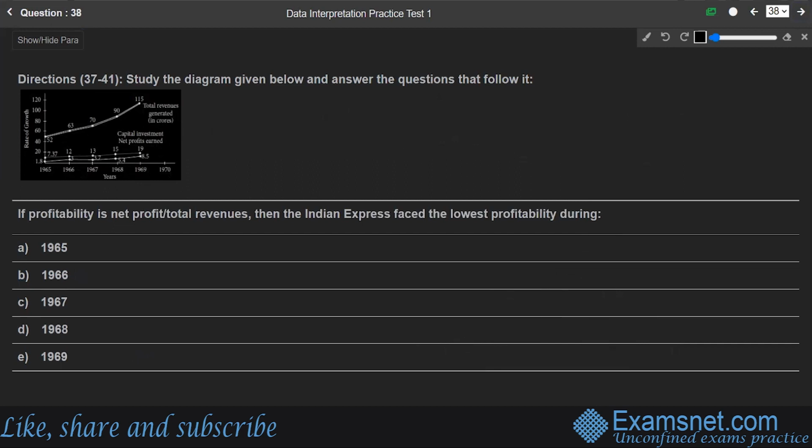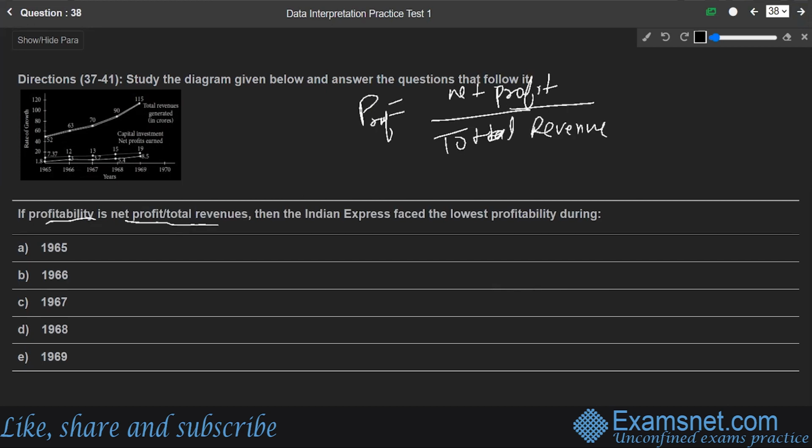Now, for the same graph, we are supposed to calculate profitability, which is net profit over total revenues. This is the definition of profitability given for this particular question only. Profitability is net profit over total revenue.